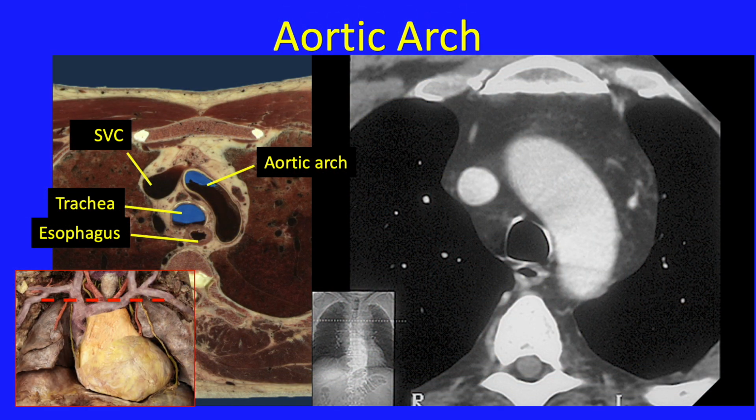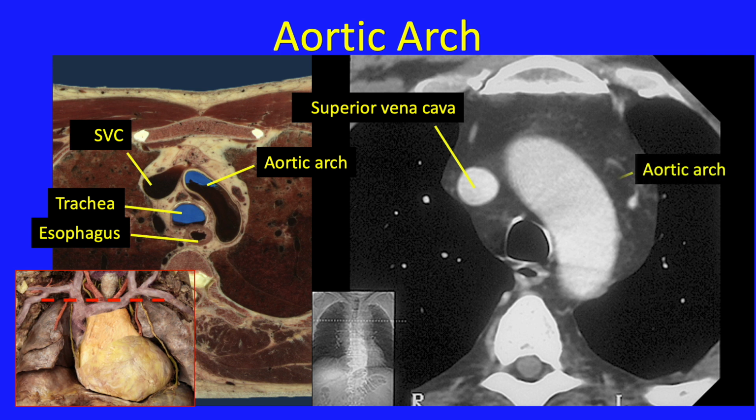We do the same exercise we did before with respect to the CT image and place it next to the labeled cross-section. The heart in situ is presented for reference. We now identify the superior vena cava, followed by the aortic arch. We again have the trachea and the esophagus. What about the thoracic duct and the azygos vein?